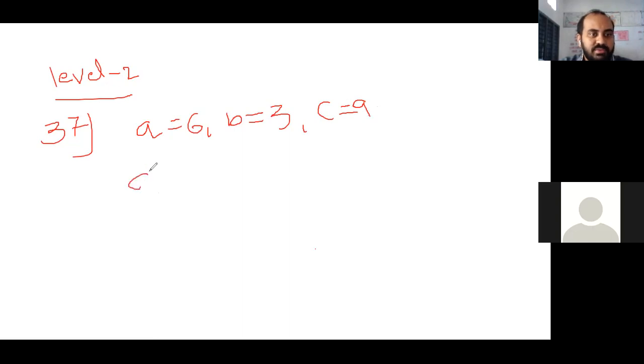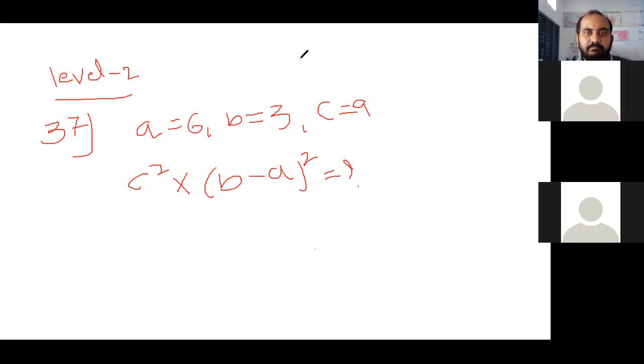Find the value of C square into B minus A whole square. They are asking that question. Just to see that, what is the C number? C is 9. Yes.